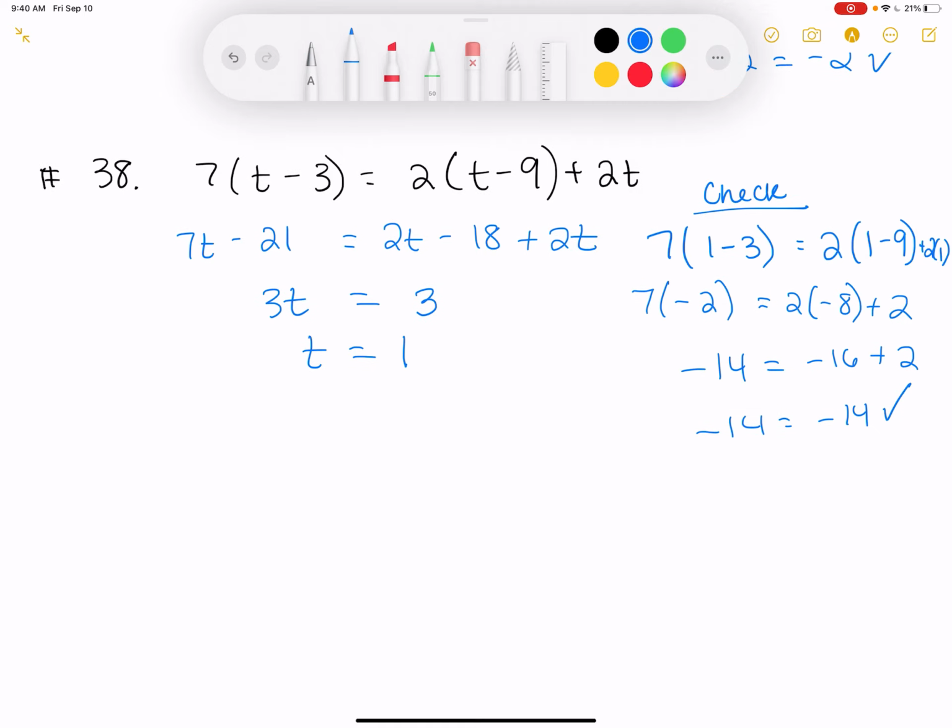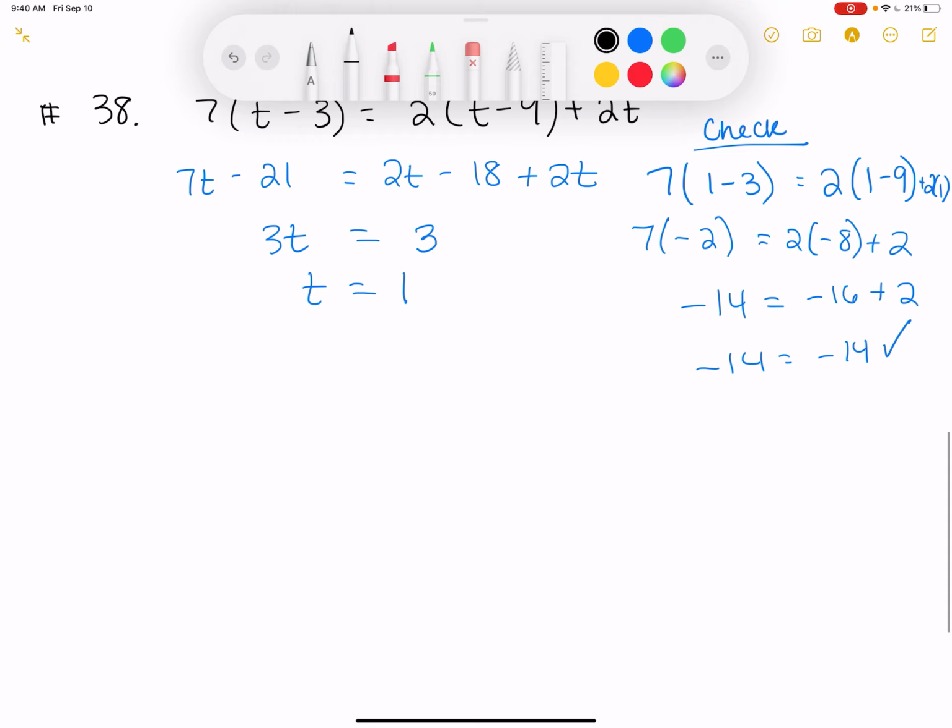All right, last problem. Might look a little scary, but it's not bad. 1 over 5 d plus 1 over 8 d is equal to 2. Now, you might look at this, and what would your thought process be if I told you to combine the like terms and solve for d? How would you do that?